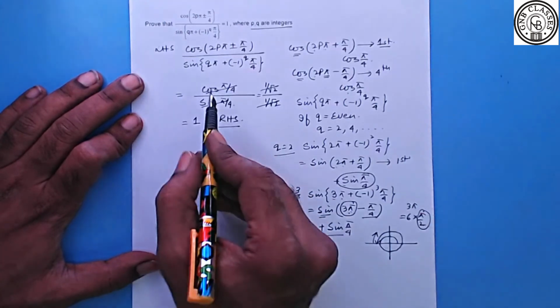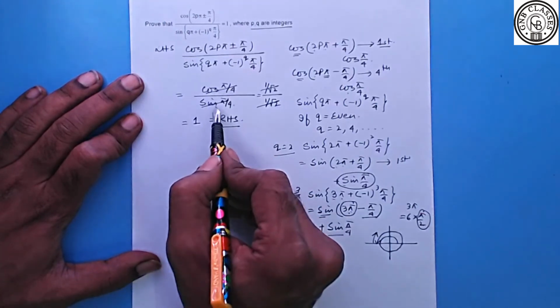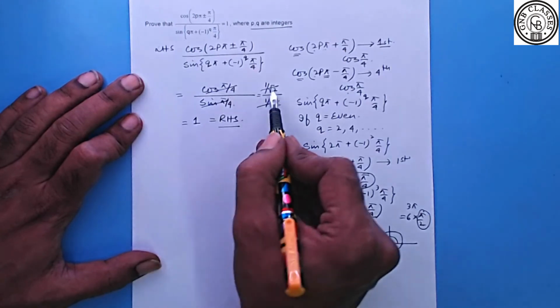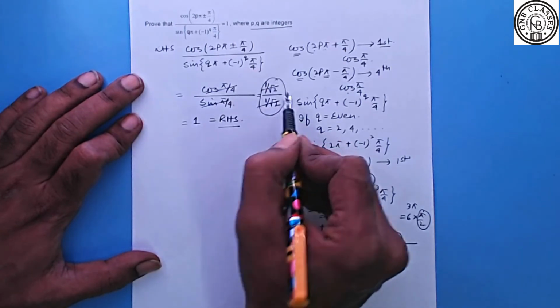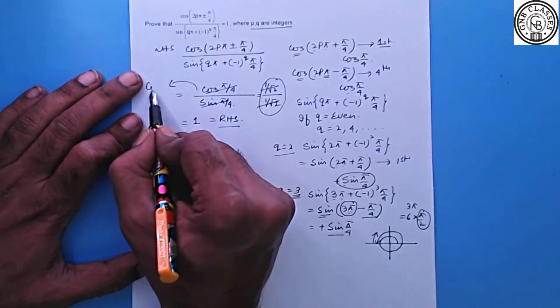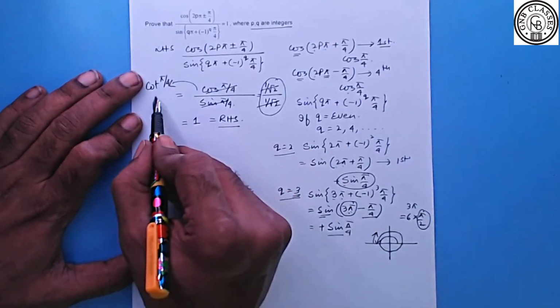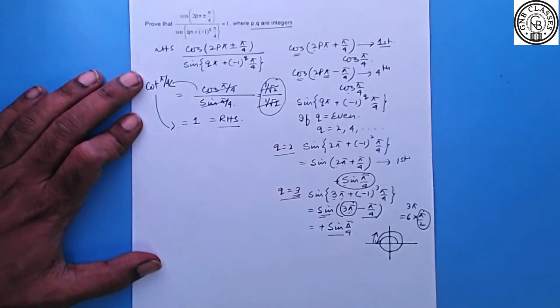Is it clear? You should not cancel it directly here. Because cos pi by 4 and sine pi by 4, you should show this one first and then cancel. Otherwise you write this thing as cot pi by 4, and we know that cot pi by 4 is 1. Okay. Is this clear? Absolutely.